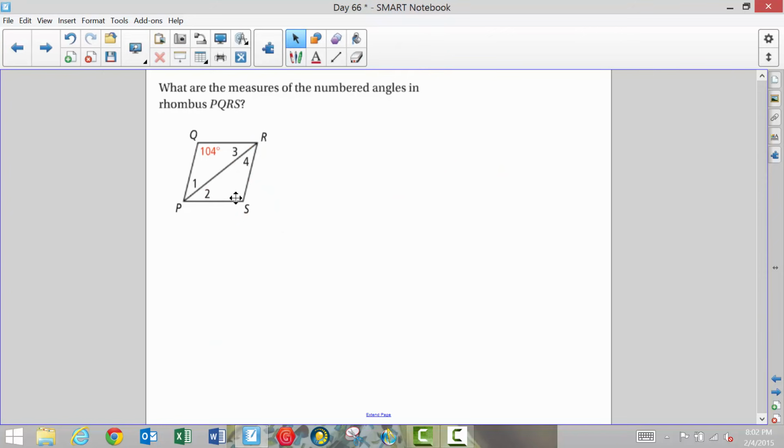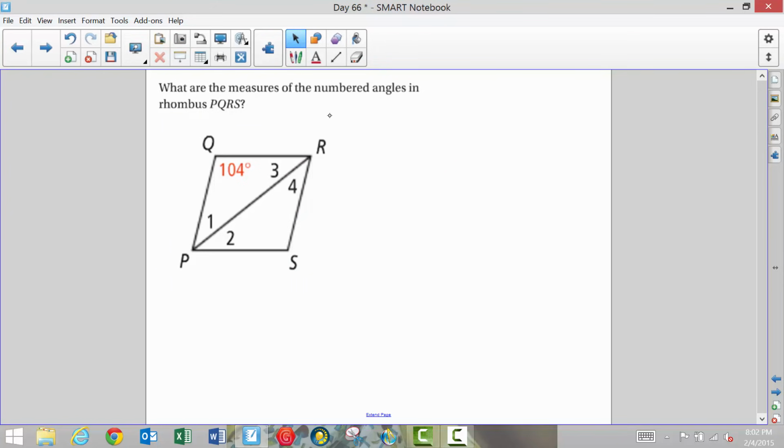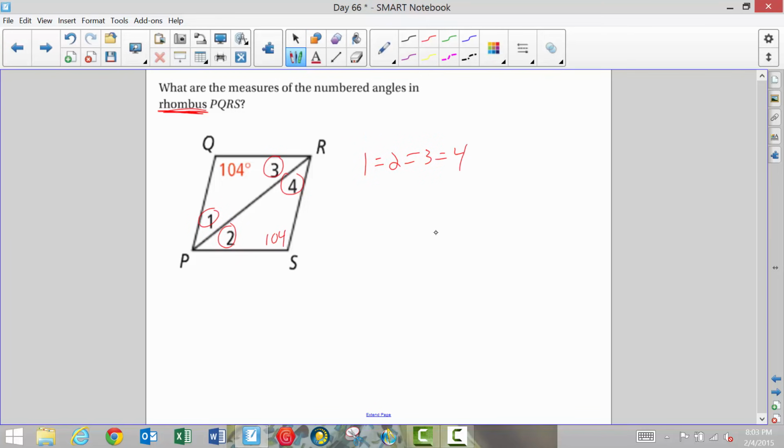Let's do another example. Okay, I have a rhombus. I want the angle measurements. So I know that opposite angles are congruent because that's a property of a rhombus, because it's a property of a parallelogram. I know that angles 1, 2, 3, and 4 are all the same measurements. But I don't know it, so I'm going to label those angles as x.